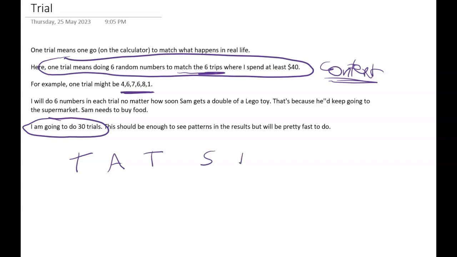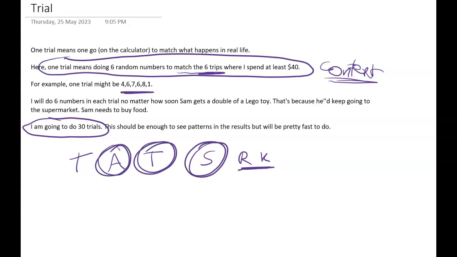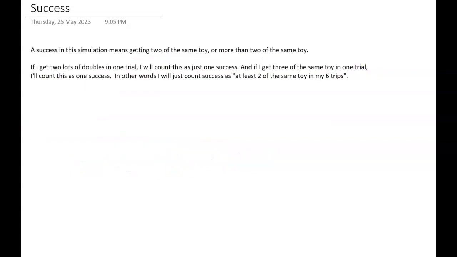Next up, I've got success, recording, and key. Now, these ones are pretty easy. Success and trial and allocation are the three where students tend to come a little bit unstuck. So what I mean by success here means getting 2 of the same toy, but I've also included getting more than 2 of the same toy.